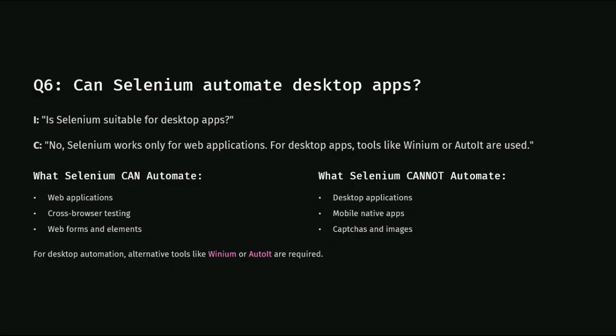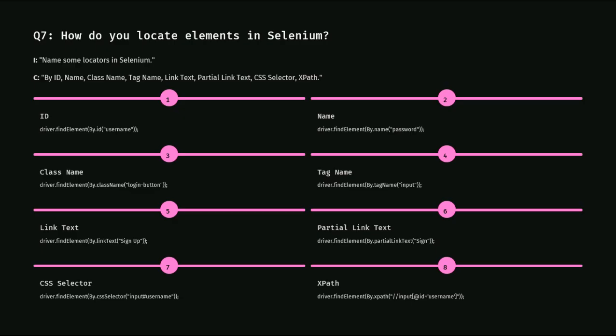What can Selenium automate? Web applications, cross-browser testing, and web forms and elements. What can Selenium not automate? Desktop applications, mobile native applications, captchas and images. Next question is, how do you locate elements in Selenium? Or another question is, name some locators in Selenium. Candidate: By ID, name, class name, tag name, link text, partial link text, CSS selector, and XPath.